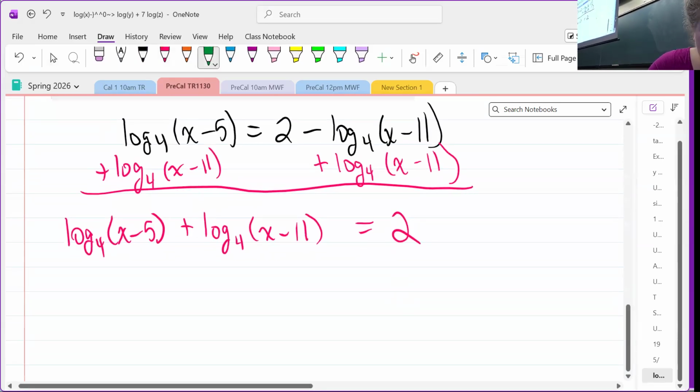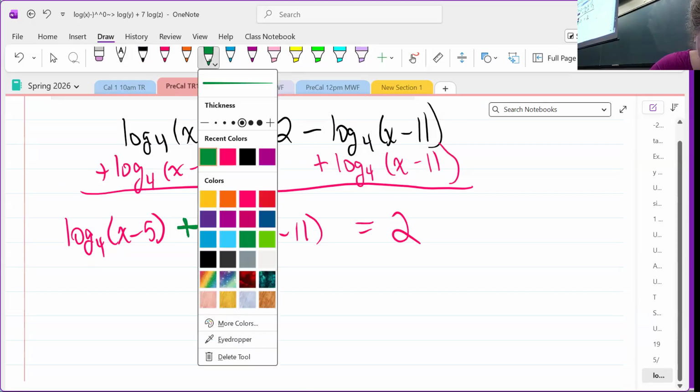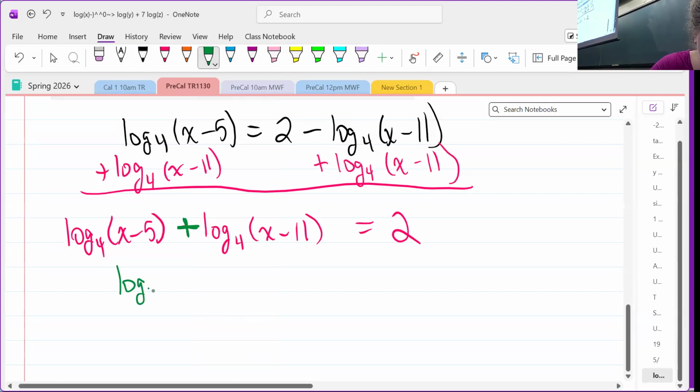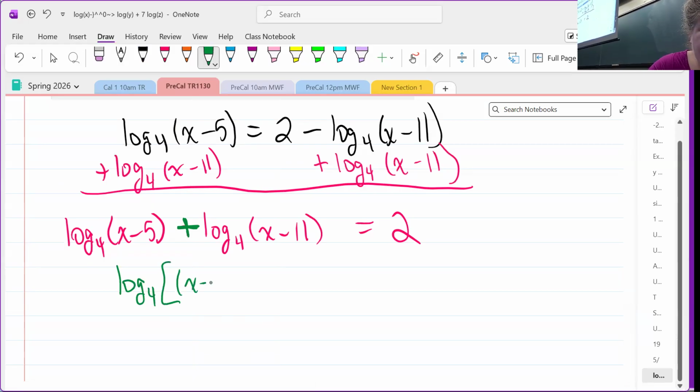Now we can use a log property. So what does my log property tell me when I have log of a thing plus log of another thing? Yep, I can write it as a single logarithm, log base 4, of the product, x minus 5 times x minus 11. I'm just putting some brackets to say all of that is inside the logarithm.